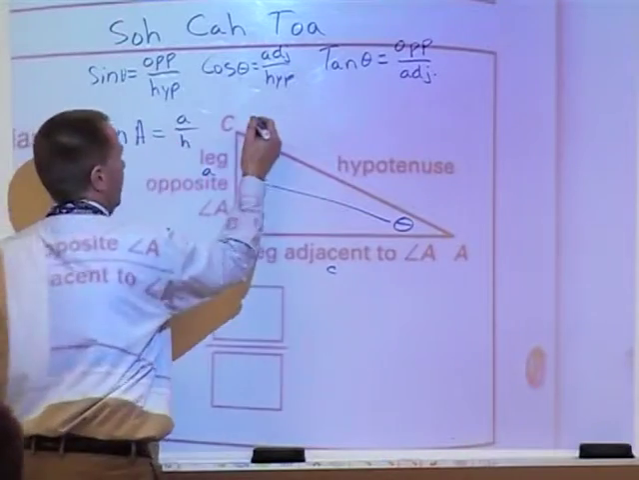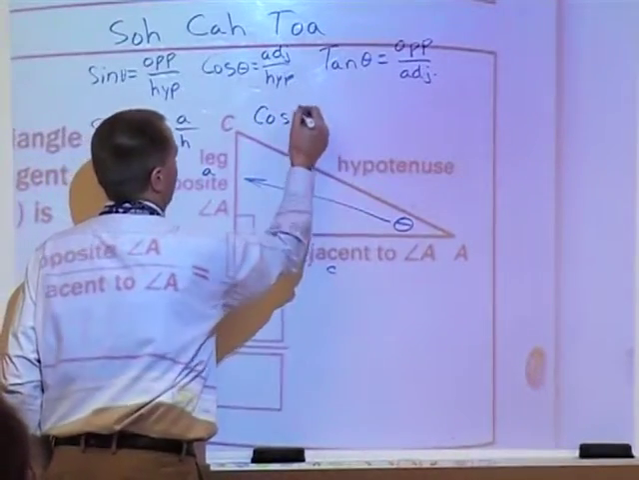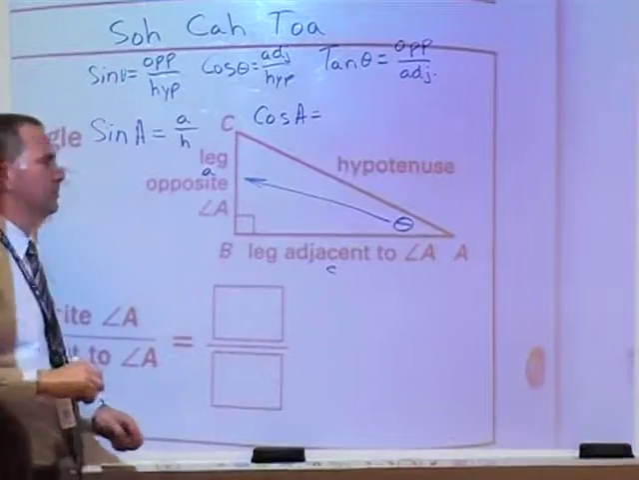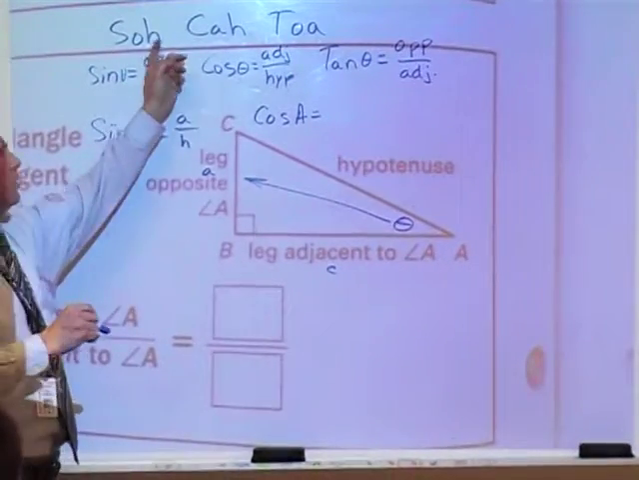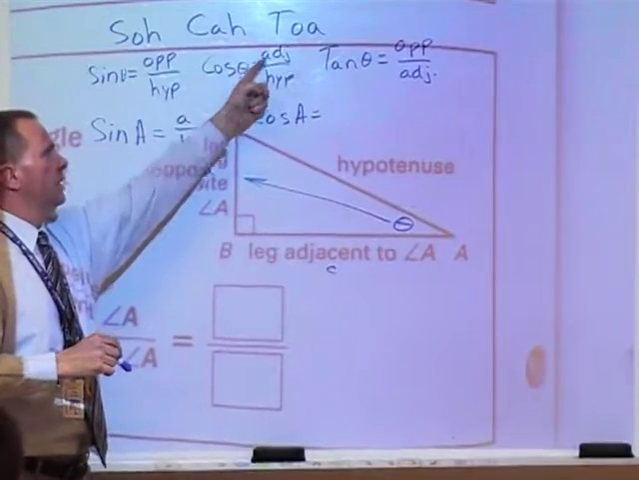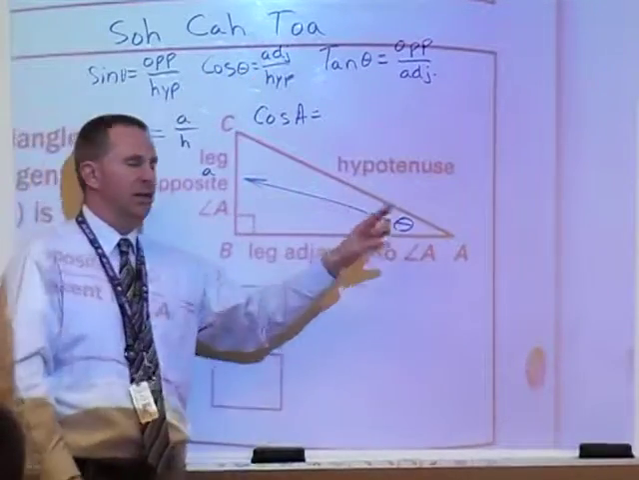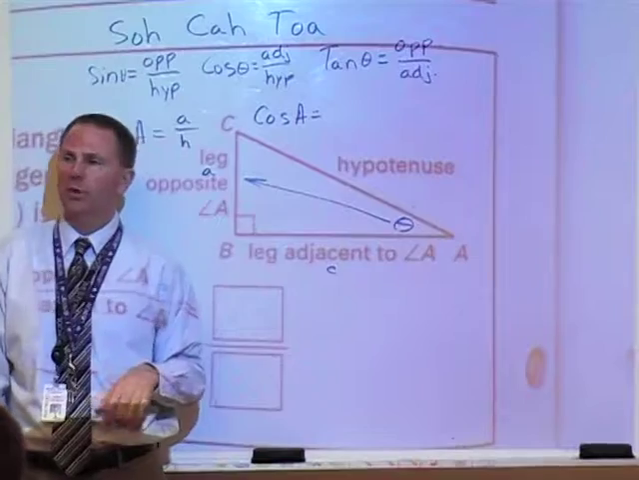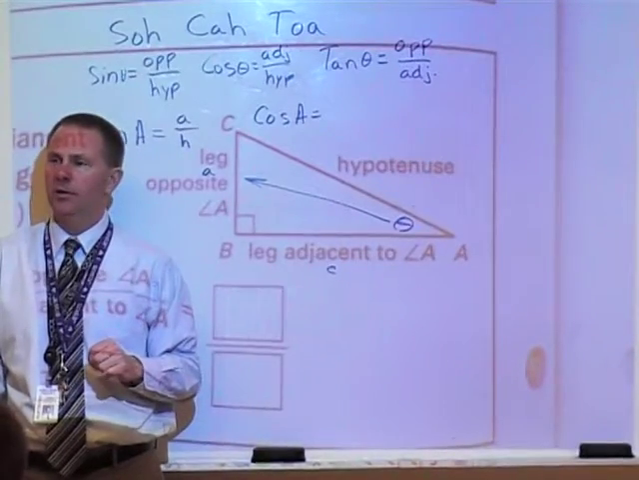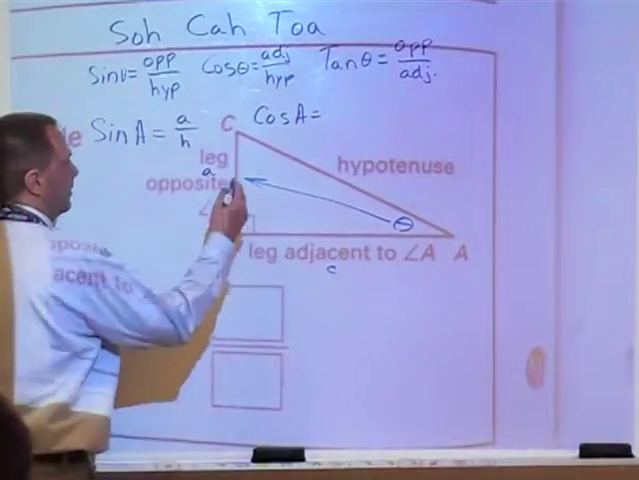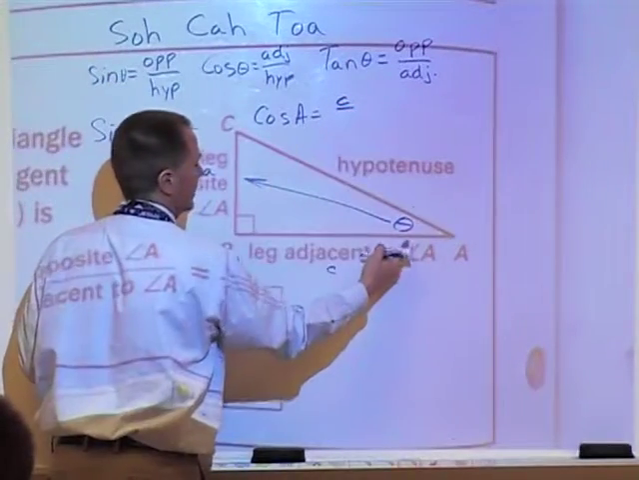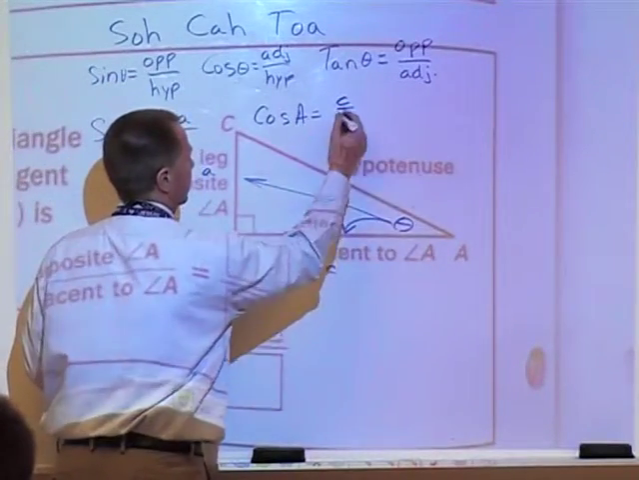What about the cosine? What's the cosine of A? Think about it first. Soh Cah Toa, adjacent over hypotenuse of angle A. The adjacent leg over the hypotenuse. What ratio would you tell me, Kenzie? Would it be C over H? Yes, the adjacent leg is C, over the hypotenuse.